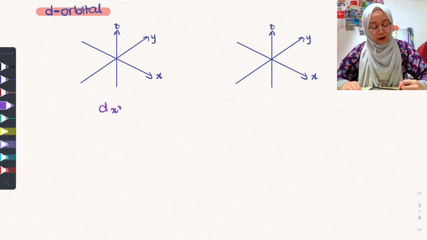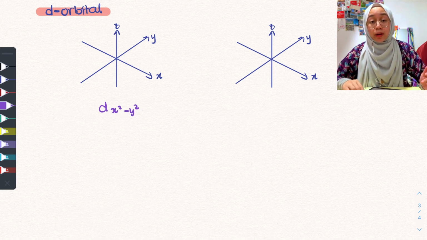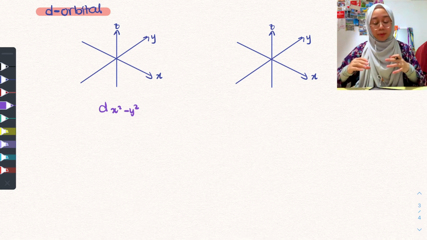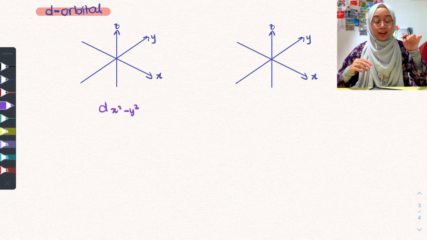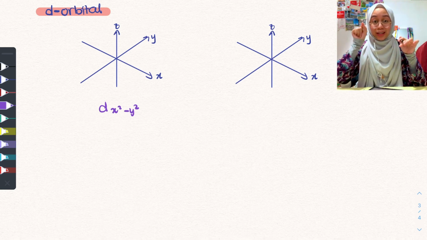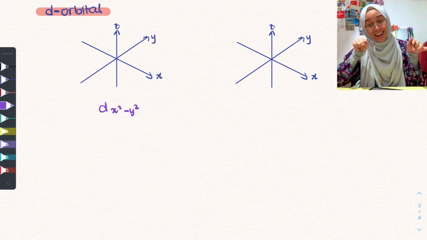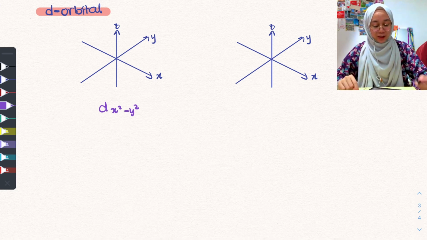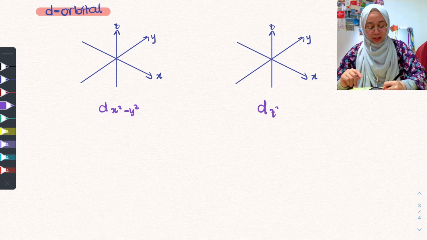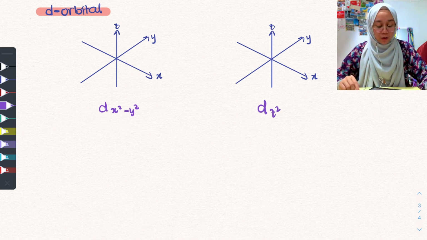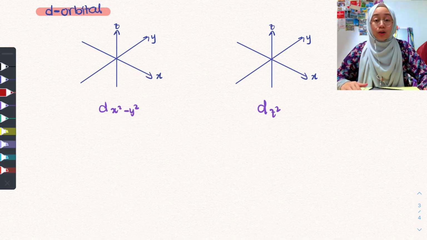dx squared minus y squared. So again, make sure that the x squared minus y squared is the subscript of the d. Okay, however the squared, make sure it is a superscript to the x and y. Okay, and then we also want to draw the dz squared. Okay, so this one, as Miss said, is very easy because the orbital lies on the axis. So we want to draw a cloverleaf, so the cloverleaf has 4 petals.